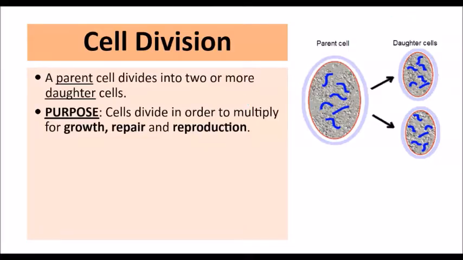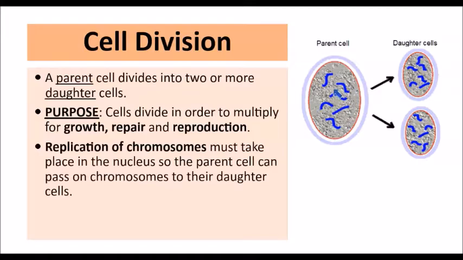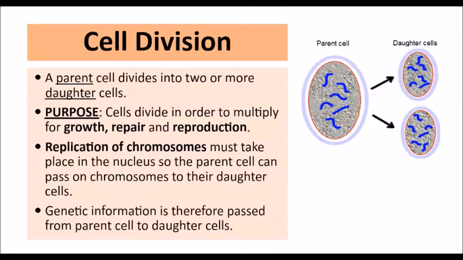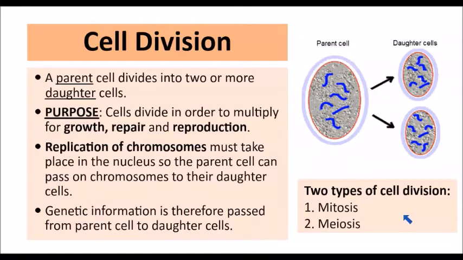And in order for cells to divide, the chromosomes within the cells need to replicate first. They need to make copies of themselves before the chromosomes, the information, can be passed on from the parent cell to the daughter cell. This is occurring within the nucleus. So replication of chromosomes needs to occur, so the genetic information, all the genes, can be passed on from the parent cell to the daughter cells. There are two types of cell division you need to know about.